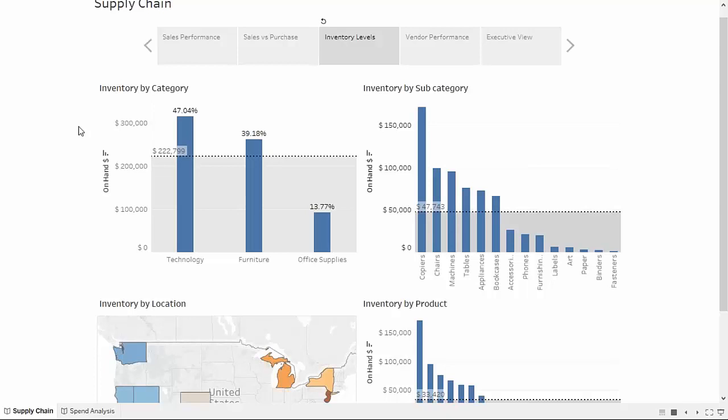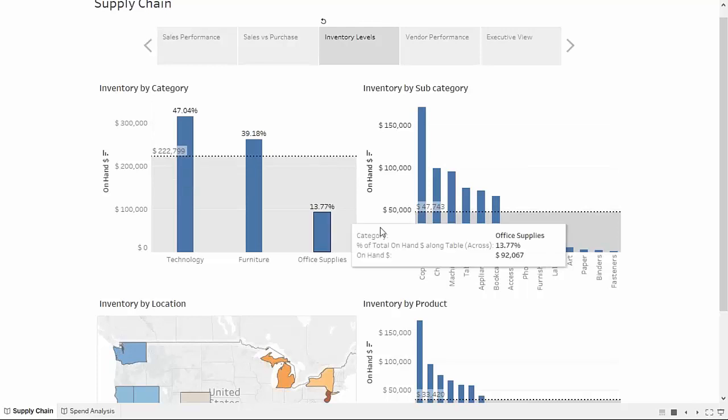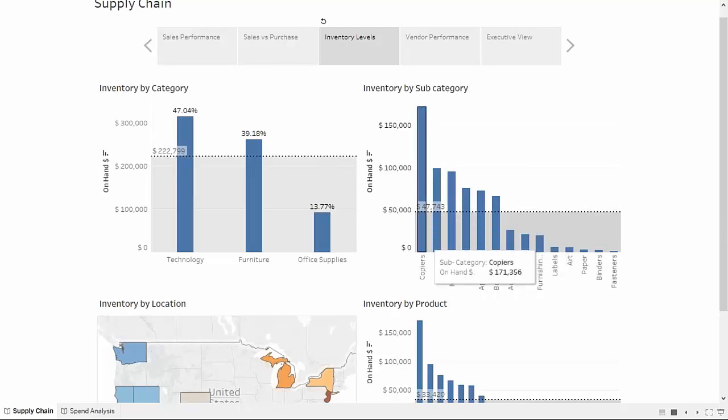When I say above average, I have an average line drawn over here which tells me the average inventory on hand value that I have at this point of time across all product lines, but two of them are above average, right? Similarly, I can compare it with the subcategories that I have. For example, copiers, chairs, machines and tables are above the average inventory value that I hold for each of the product categories.